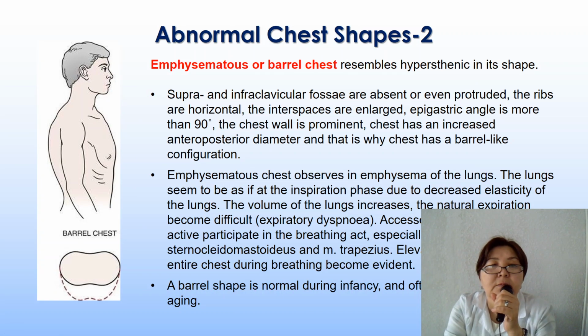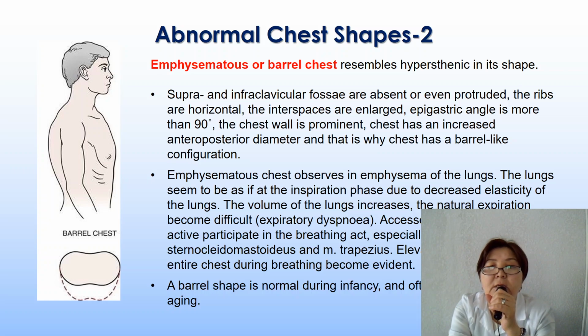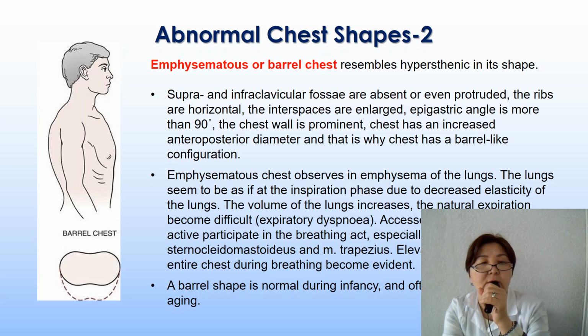Abnormal chest shapes: emphysematous or barrel chest resembles hypersthenic in its shape. Supra and infraclavicular fossa are absent or even protruded. The ribs are horizontal. The interspaces are enlarged. Epigastric angle is more than 90 degrees. The chest wall is prominent. Chest has an increased anteroposterior diameter, and that is why chest has a barrel-like configuration.